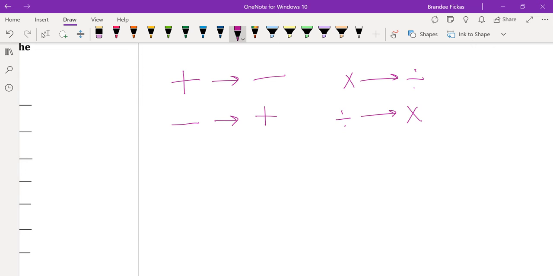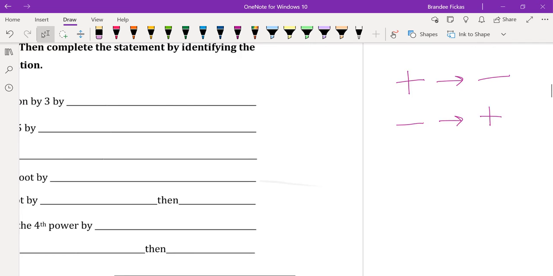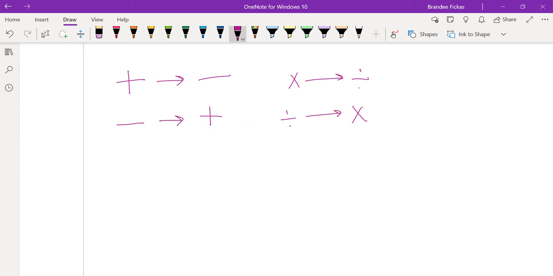Now there are some other operations that are going to start coming up in this class. We have square roots, we have squares. If I look over here in number 4, it's asking me, I undo the square root by. So just a reminder, if I have a square root, say I have a square root of x, I can get x by itself if I apply an exponent of 2. When we square a square root, they will cancel each other out. They undo each other.